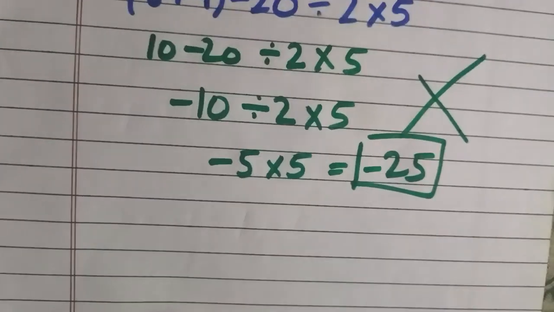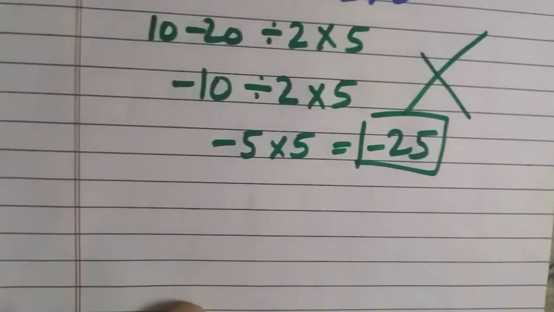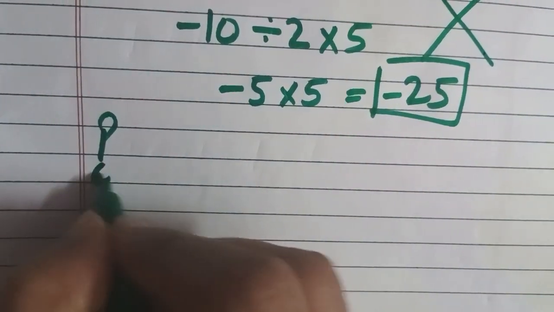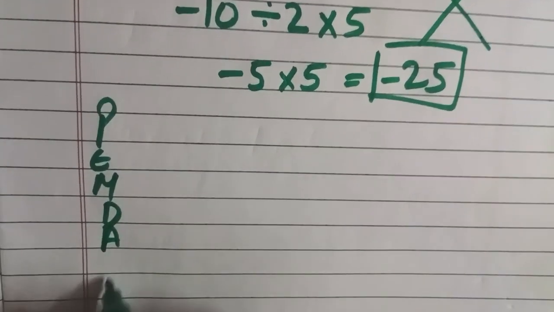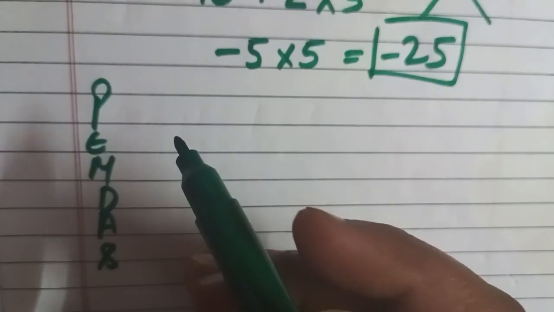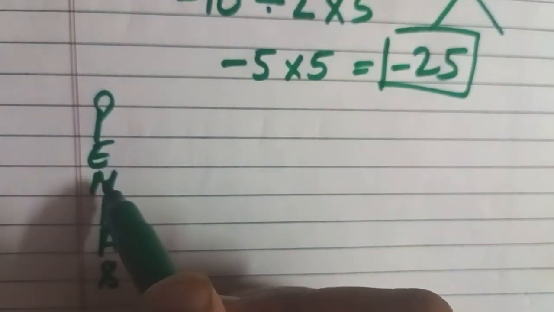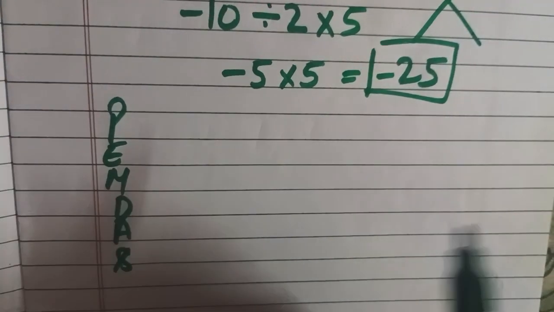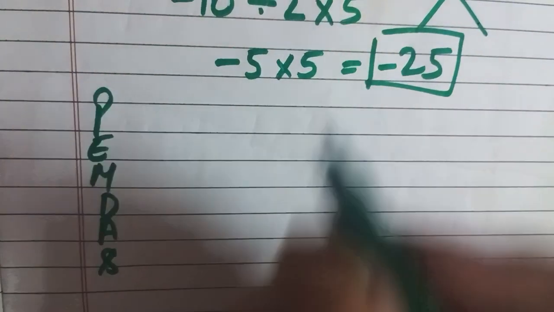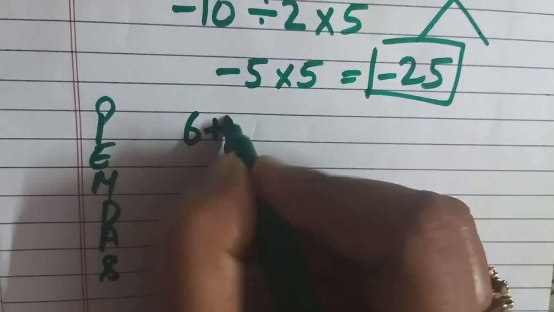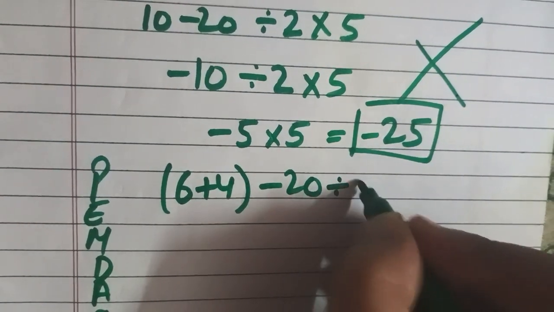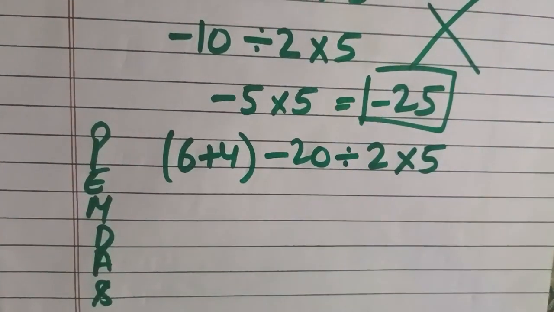Because in these type of questions we have to use PEMDAS. PEMDAS is parenthesis, exponent, multiplication, division, addition and subtraction. So let's solve this question with PEMDAS. The question was 6 plus 4 in the parenthesis minus 20 divided by 2 times 5.